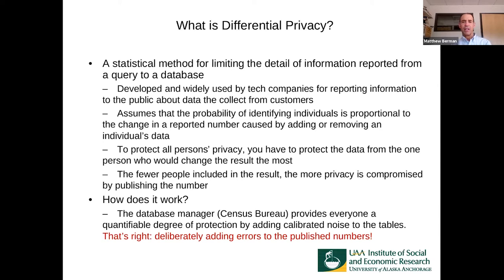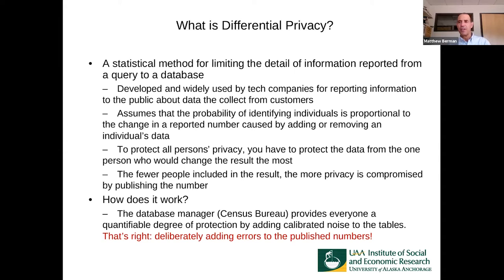And to protect one person's privacy, you have to protect the person who's the most likely to change the result the most. So in the census, think about this: if there's a 90-year-old person from a particular village, she may be the only person over 70 in that village. And so you figure that the ability to protect her privacy through a differential privacy technique is going to be really strict because she's sort of an outlier. So that's the issue that differential privacy has to confront.